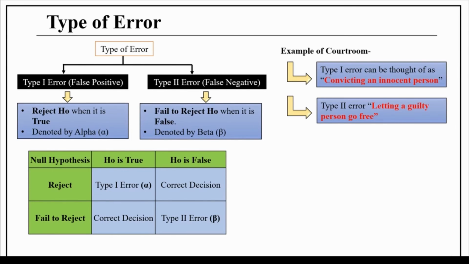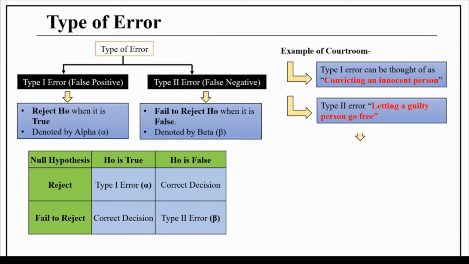To understand it better, let's take a classic courtroom scenario. A person is considered innocent till he or she is proven guilty. Since it is a status quo, therefore it is a null hypothesis. So, what could be the type 1 error and type 2 error? Convicting an innocent person is type 1 error, as null hypothesis is person is innocent. So, when judge convicts the person, the judge has committed a type 1 error, and letting a guilty person go is type 2 error.